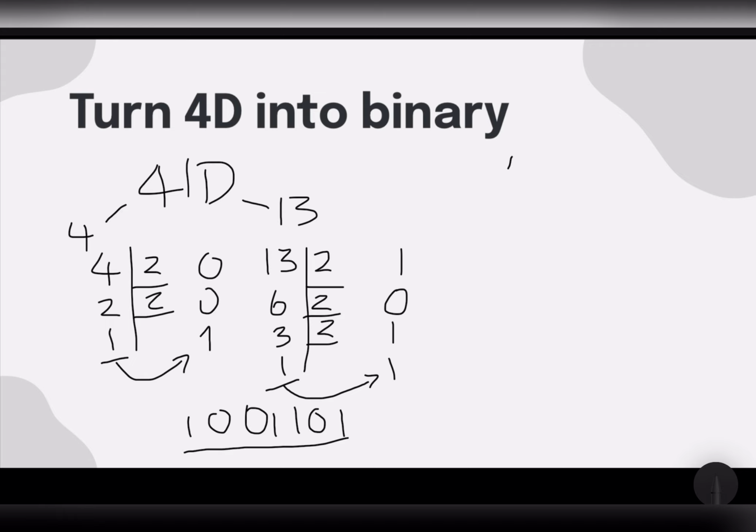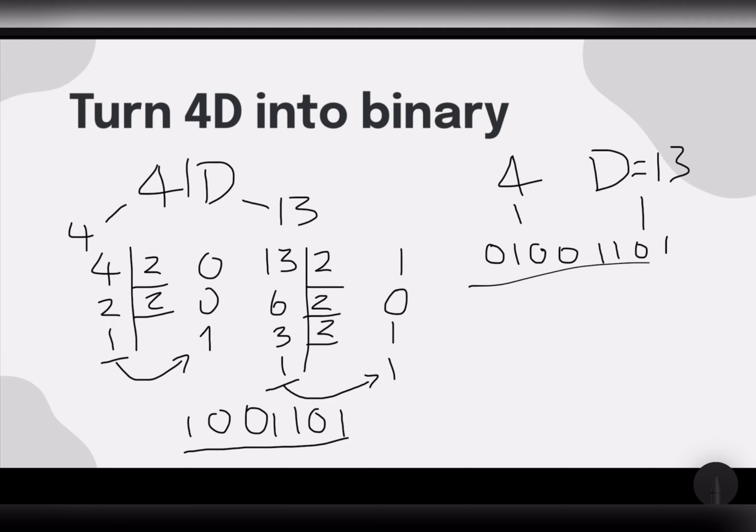The other method is by knowing directly the binary numbers. So D, also known as 13, you can memorize it and know that it is 1101, and 4 is the same as 0100. And this is your binary number, which are both the same.